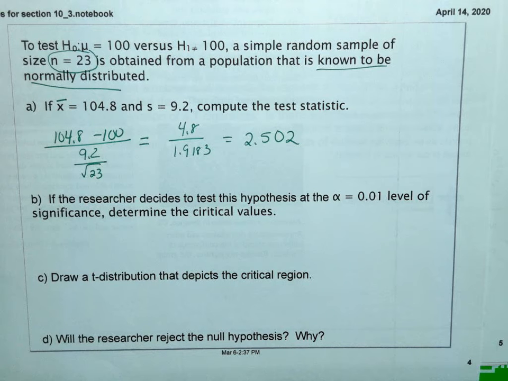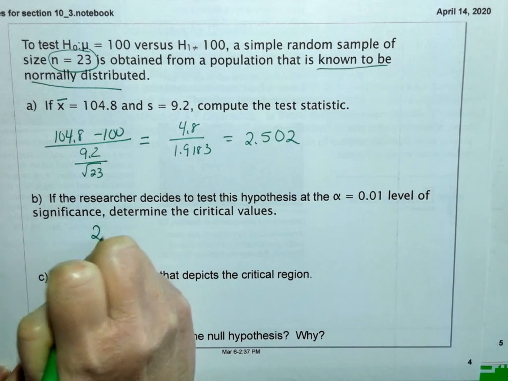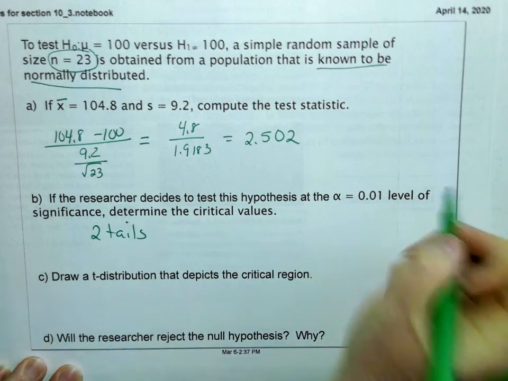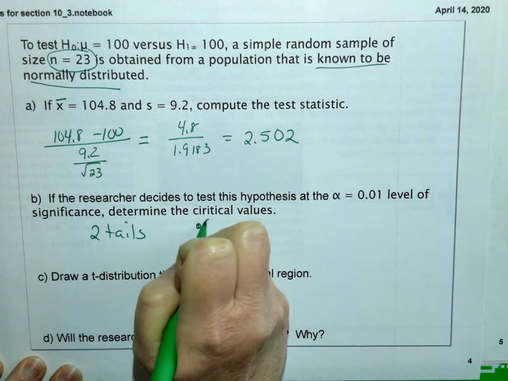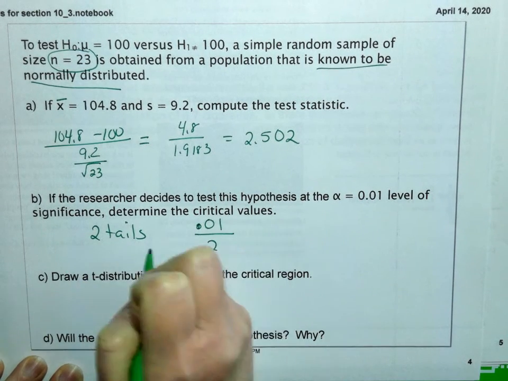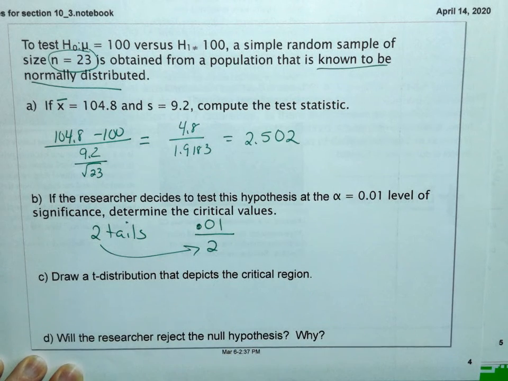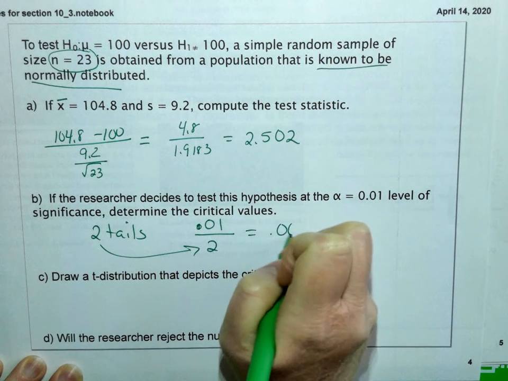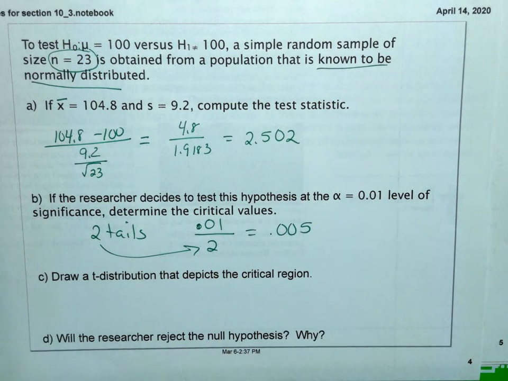What kind of test is this? Left-tailed, right-tailed, or two-tailed? Left, right, or two? It is a two-tailed test. Good. Two tails, which means 0.01 has to be divided in half. So it's 0.005.